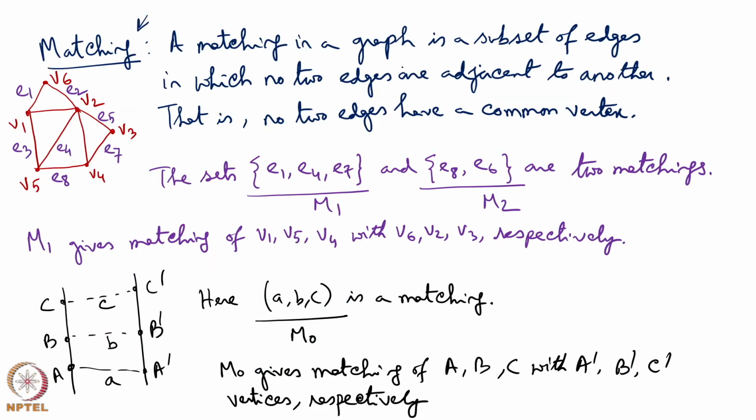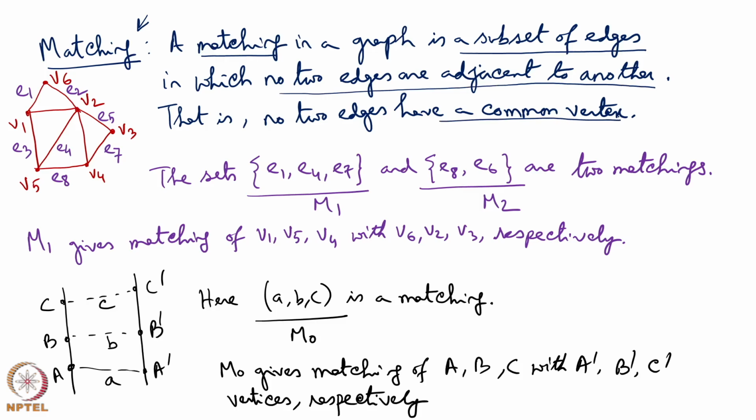Concept of matching. A matching in a graph is a subset of edges. Note this, subset of edges. There are many edges in a graph and a few of them will be considered as a subset, and that will be called a matching. In the definition of matching, there will be no vertices, only a few edges. What kind of edges? Edges in which no two edges are adjacent to one another, that is, no two edges have a common vertex.